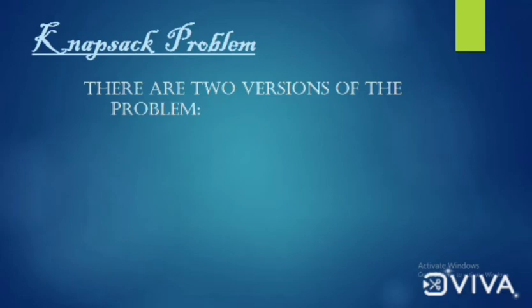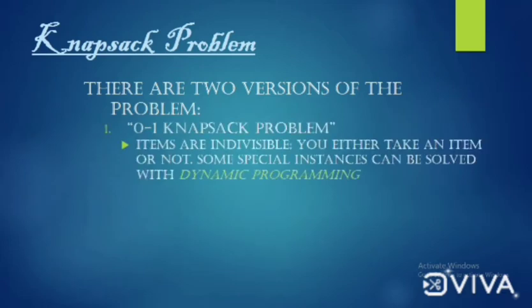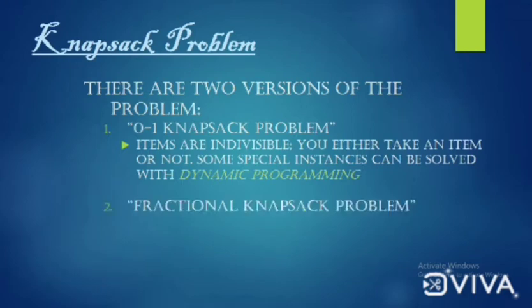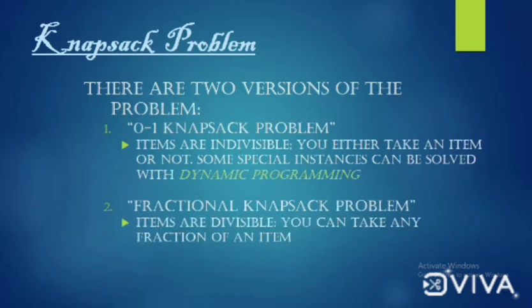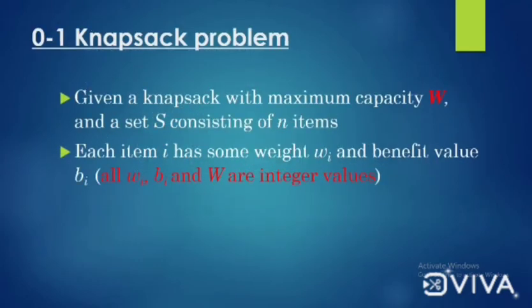Now there are two versions of the knapsack problem. The first one is the 0-1 knapsack problem. Items are indivisible; you either take an item or not. Some special instances can be solved with dynamic programming. The second one is the fractional knapsack problem. Items are divisible. You can take any fraction of an item.